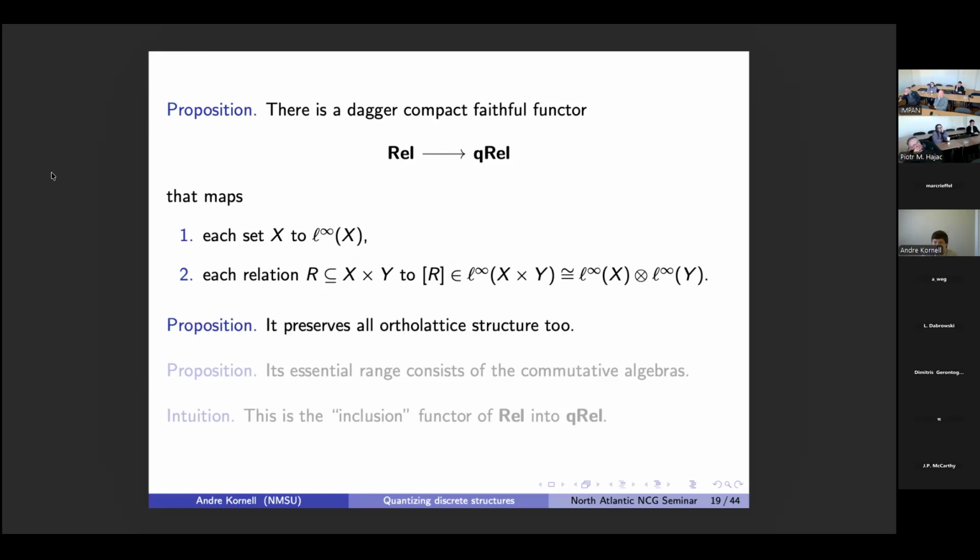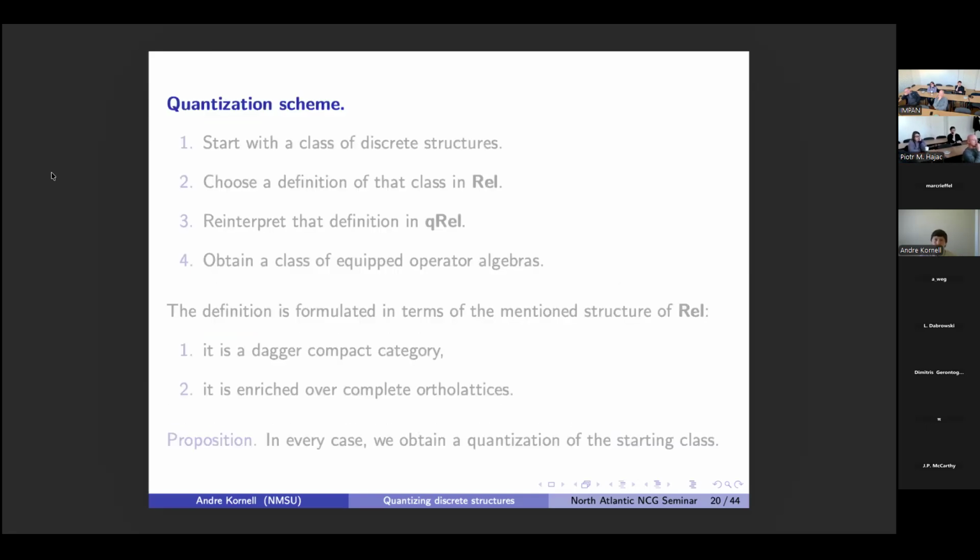It preserves all ortholattice structure as well. And not surprisingly, its essential range, so its range up to isomorphism, consists of the commutative algebras. So the intuition is that basically this functor is the inclusion functor from REL into QREL. It tells us how REL lives in QREL. So our quantization scheme looks like this.